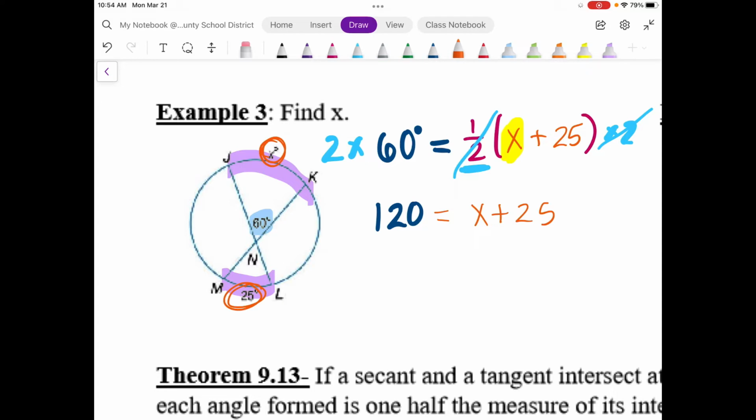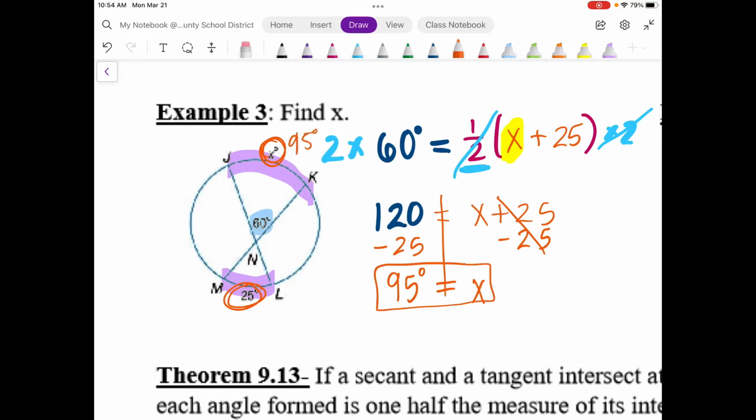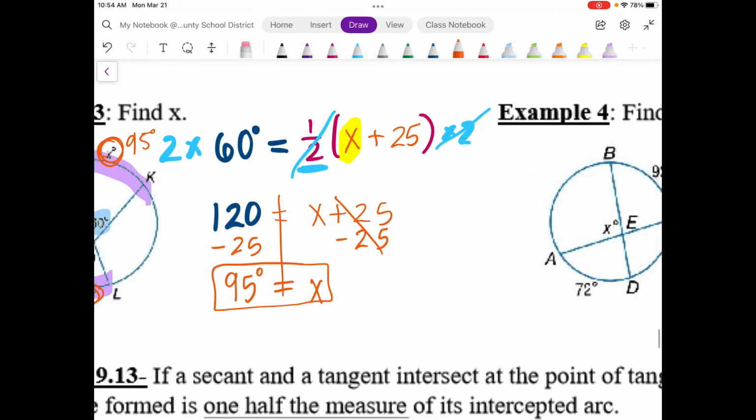From here, it's just a one-step equation. You can subtract 25 from both sides, and that isolates your x value, your variable, and you get 95. So this time, x is 95 degrees. It's on the outside, so we just substituted the values a little bit differently. Okay.